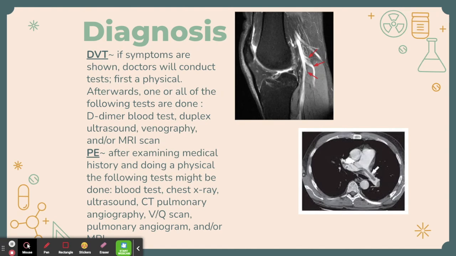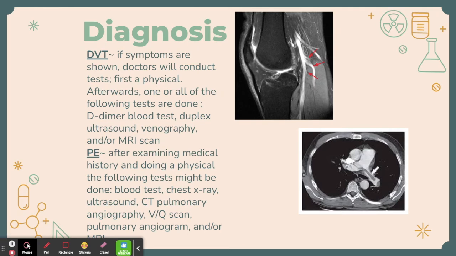For pulmonary embolism, after examining medical history and doing a physical exam, the following tests can be done: a blood test, a chest x-ray, an ultrasound, CT pulmonary angiography, a VQ scan, and a pulmonary angiogram and/or MRI.